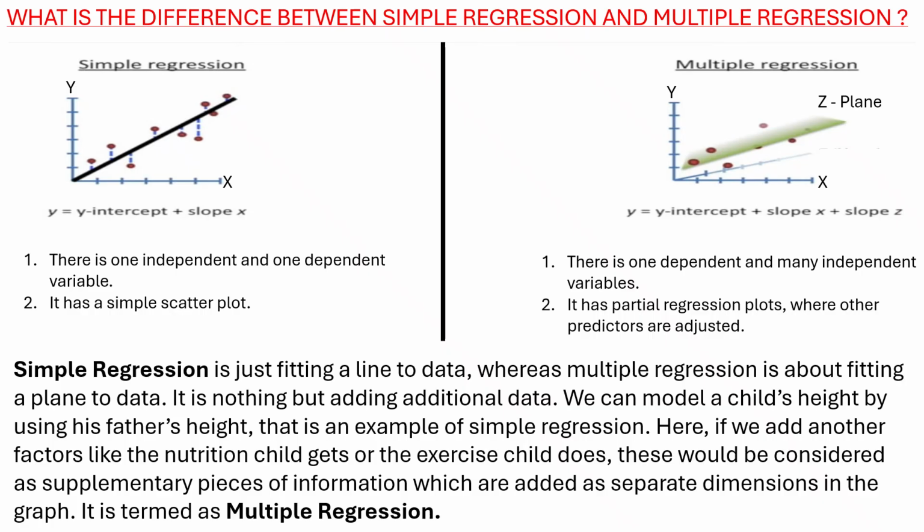Each of these factors, like nutrition or the number of hours the child is exercising, would be a separate dimension, a separate plane in this graph. And this sort of determination of a dependent variable by multiple independent variables would be termed as multiple regression.